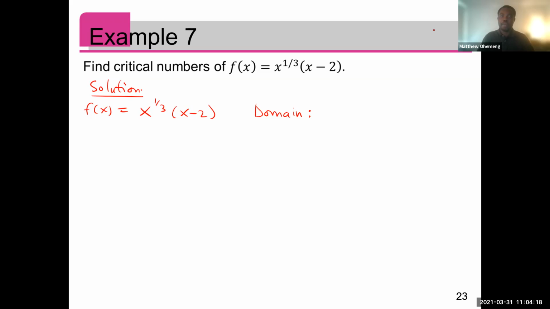Perfect. It's all real numbers. That's true, Leno. Thank you. So it's all real numbers. You can plug in any x and it won't be undefined, right? So for this one, the domain is all real numbers, which I'll denote by this. Negative infinity to infinity is all real numbers.